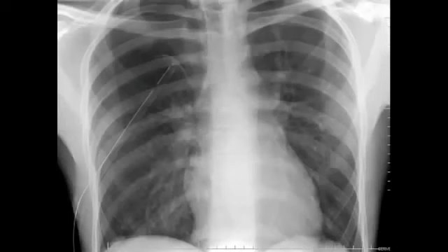Obtain portable chest X-ray to assess for tube position and degree of lung expansion. Monitor Pleurovac for fluid drainage or air leak. Continue to monitor patient's vital signs.